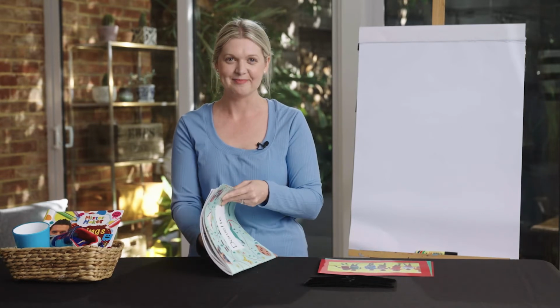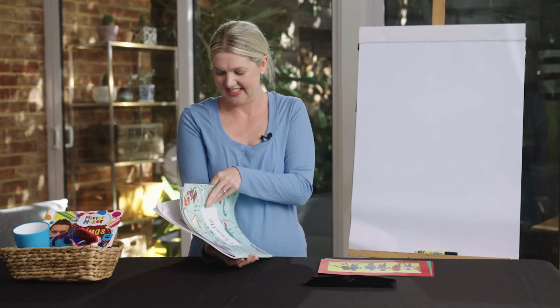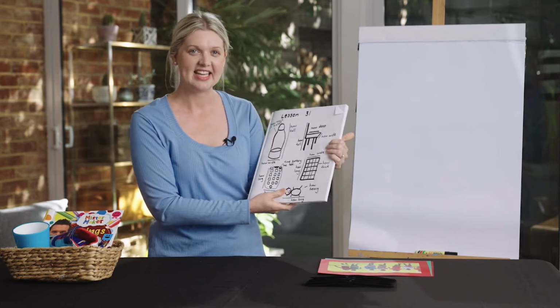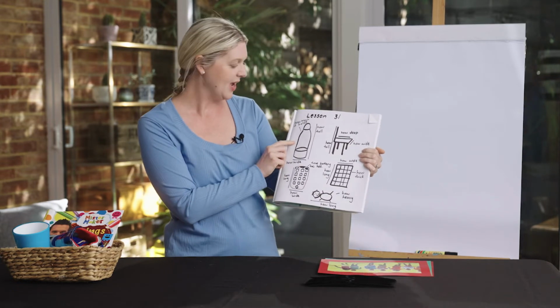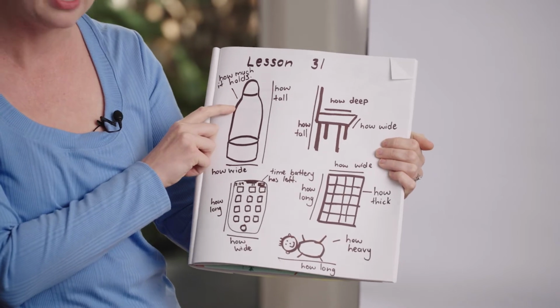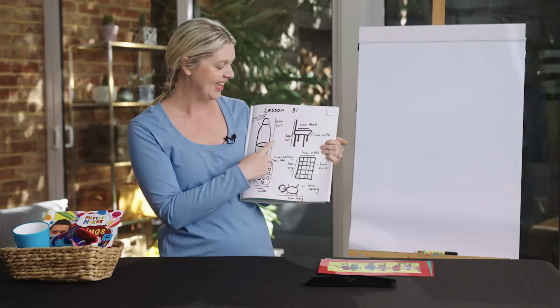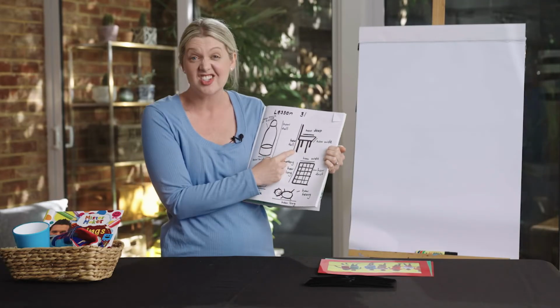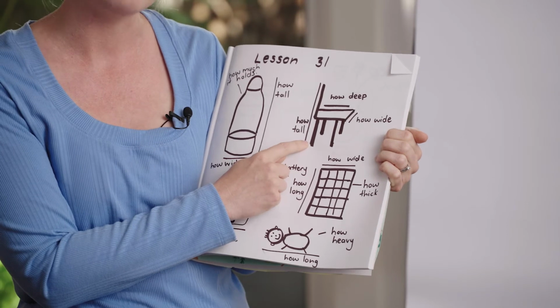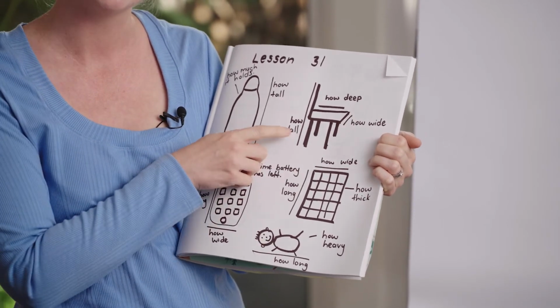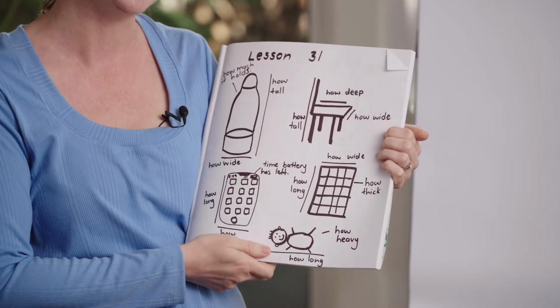How did you go with your home task? I'd like to share what I did. In my book, lesson 31, this is what I discovered. Remember together we talked about my drink bottle. We said that we could measure how much it holds, how wide it is, or how tall it is. Then I found a chair and I thought I could measure how deep the chair is, how wide it is, or how tall it is.